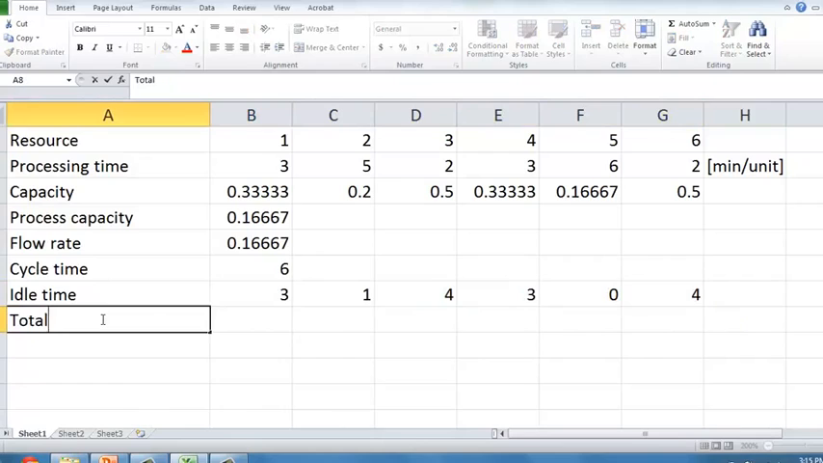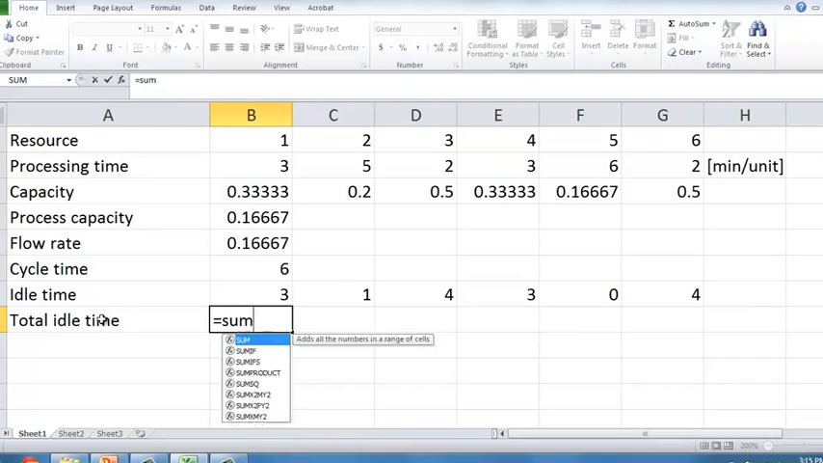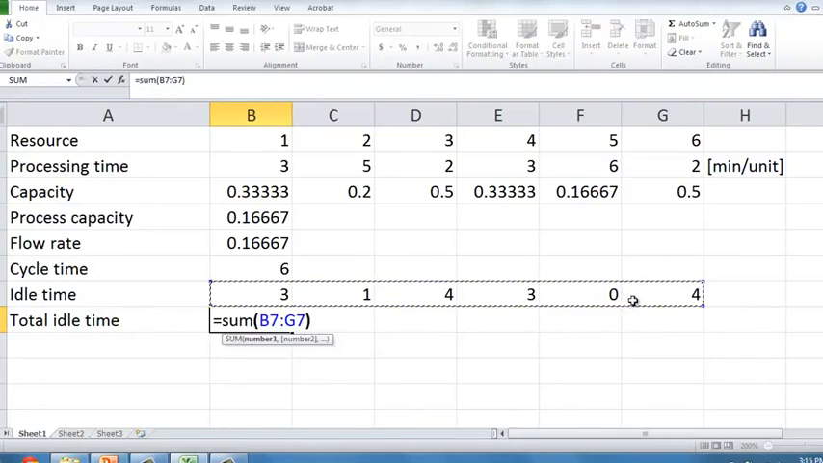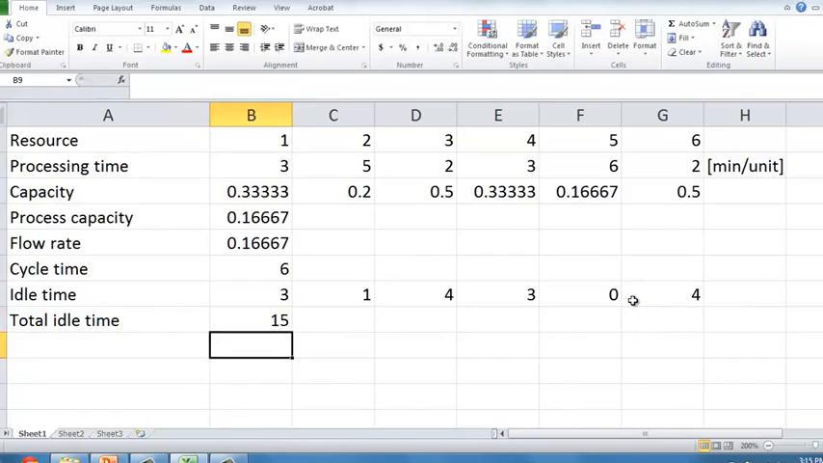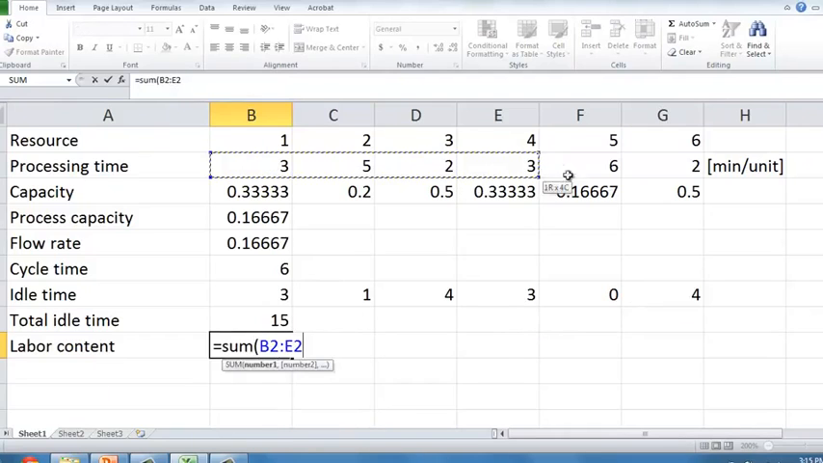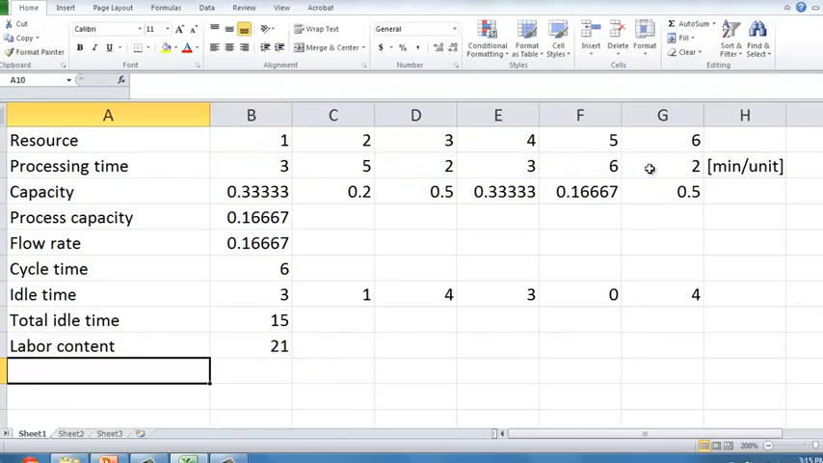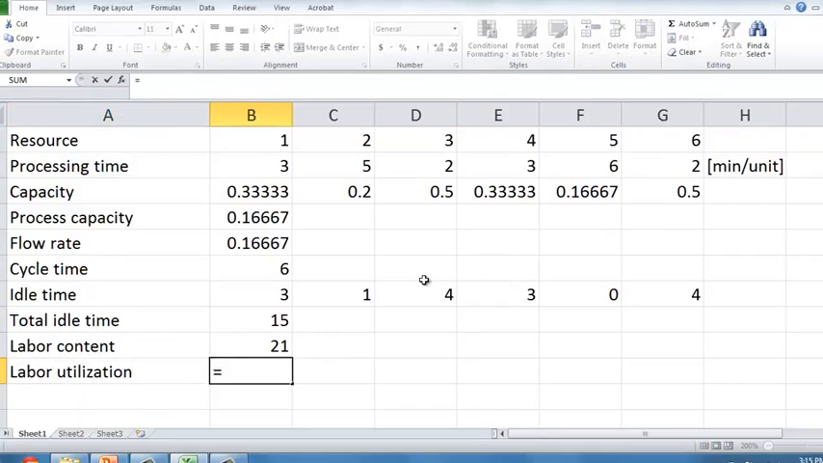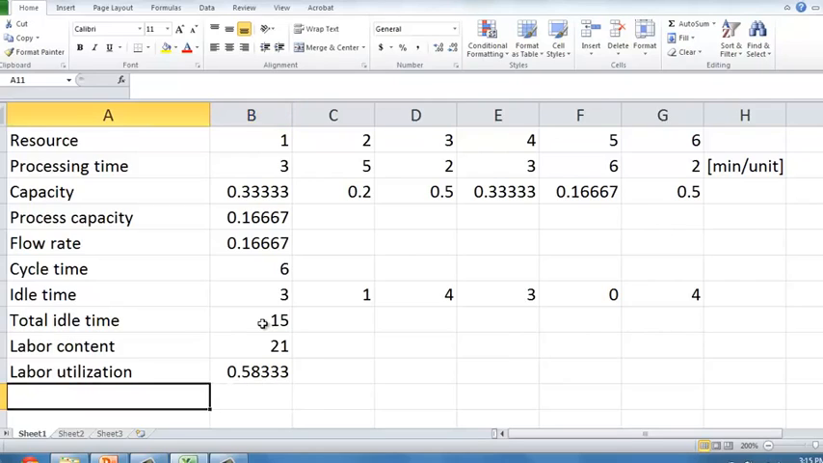With this in mind, I can compute a total idle time, which we confirm to be 15 minutes. Now, is 15 minutes a lot of idle time or not? This is really hard to judge. And so we compare this number to the total labor content in the process, which we previously defined as the sum of the activity times. I can then compute my labor utilization as the ratio between the labor content and the labor content plus the idle time. 58% is my average labor utilization in the process.